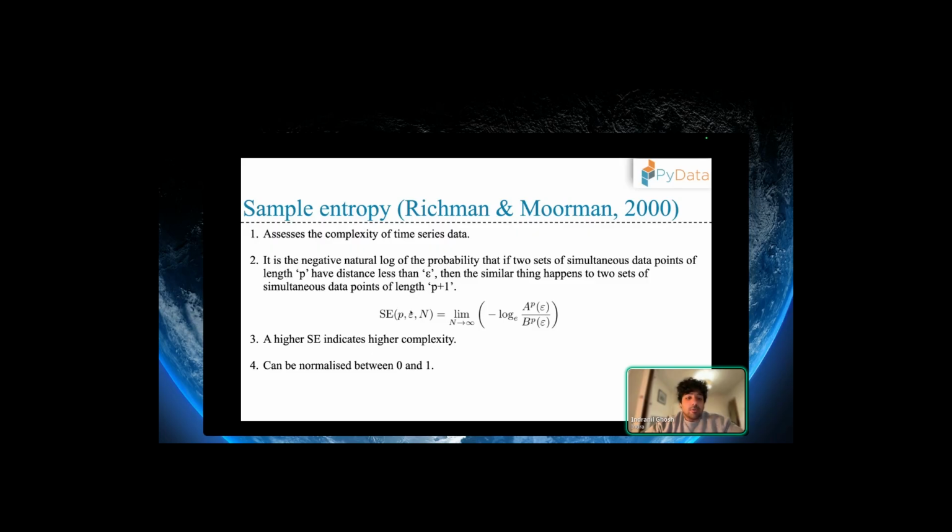However, the way we have used sample entropy, we have not normalized between 0 and 1. I just want to give you a heads up, but it can be normalized between 0 and 1 to give it more proper meaning.